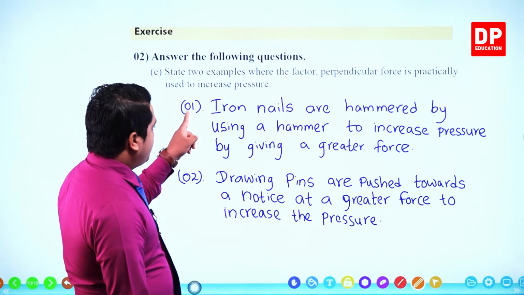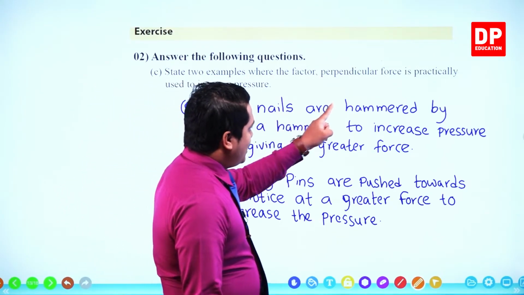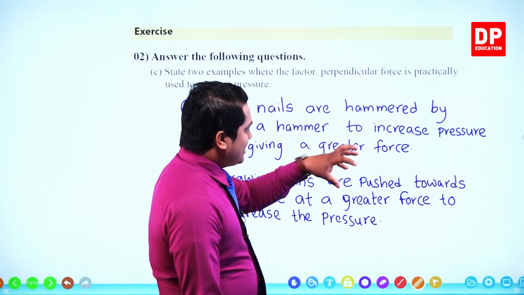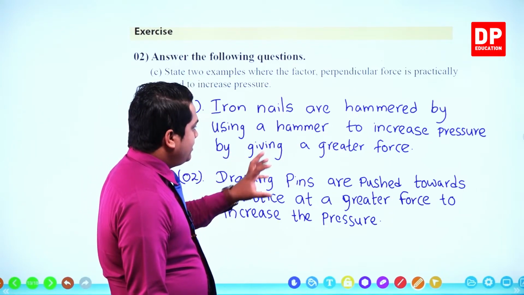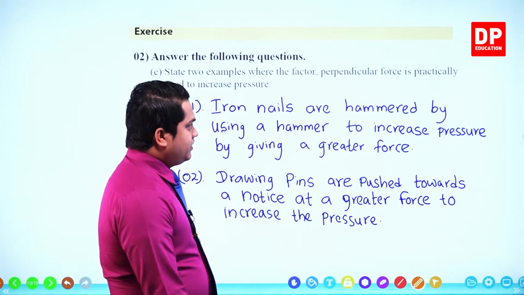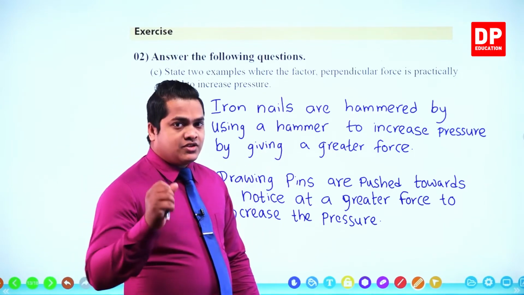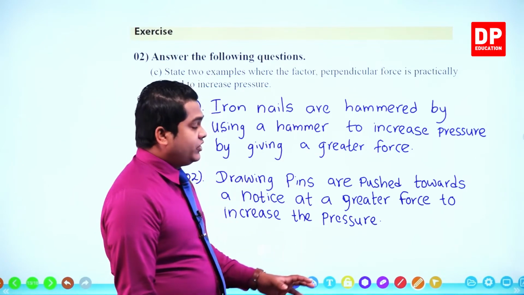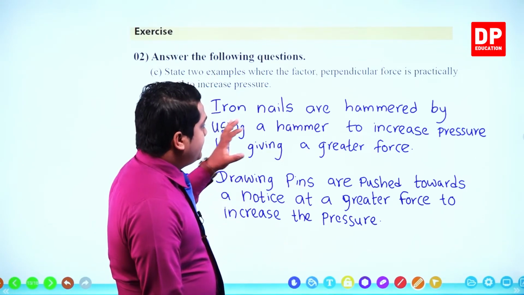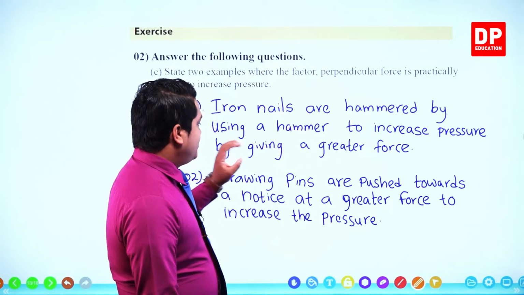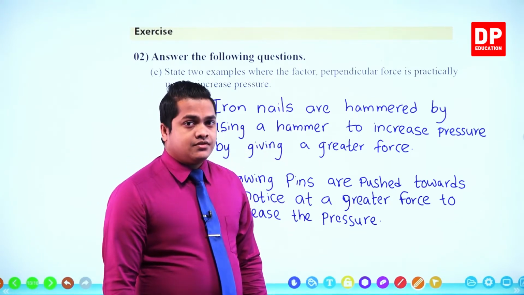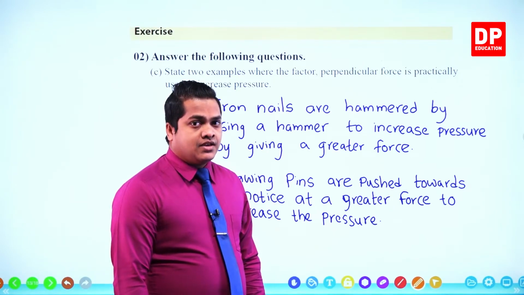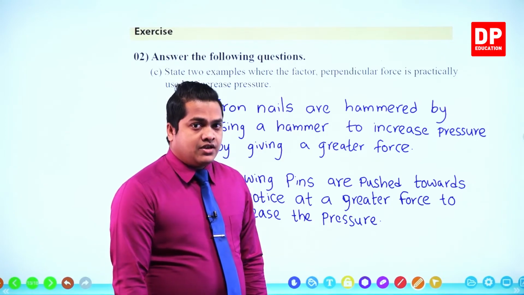Right. So, number 1, iron nails are hammered by using a hammer to increase pressure by giving a greater force. Why do we need to use a hammer? It's because that to increase the pressure by giving a greater force. By giving out a greater force, we increase the pressure. That's why we need to hammer it by using a hammer.